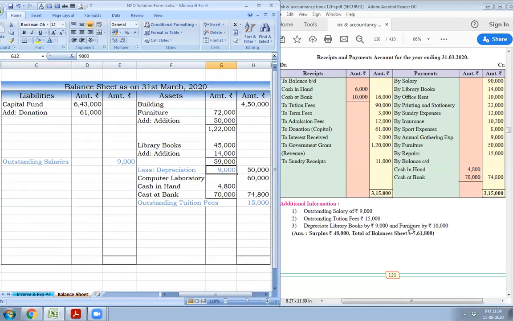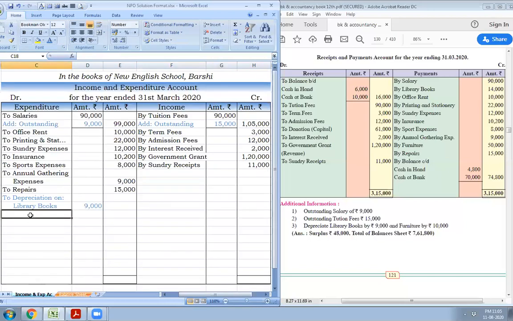And depreciation on furniture rupees 10,000. Less depreciation rupees 10,000. Net value of furniture is now rupees 1,12,000. Second effect of depreciation will go to expenditure side. Depreciation on furniture, it's 10,000. Total depreciation is 19,000.